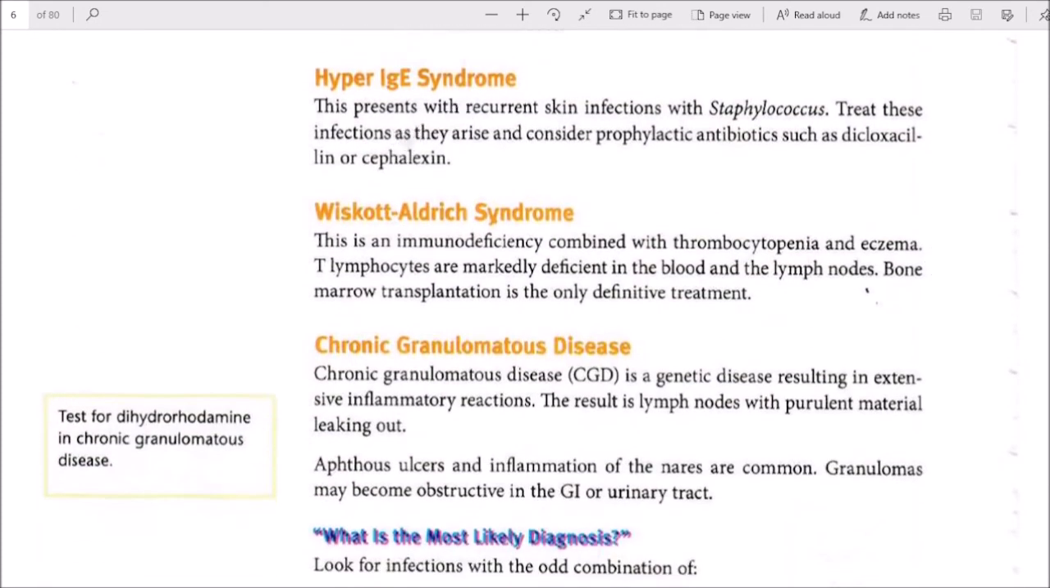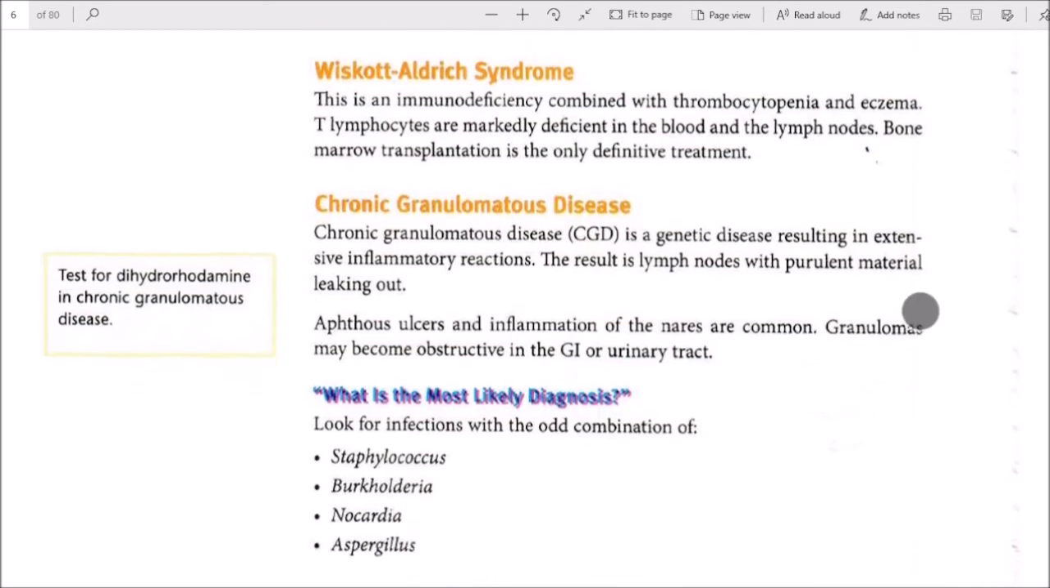A great amount of IgA in intravenous immunoglobulin may provoke anaphylaxis in the same way that a blood transfusion does. Hyper-IgE syndrome presents with recurrent skin infections with staphylococcus. Treat these infections as they arise and consider prophylactic antibiotics such as dicloxacillin or cephalexin. Wiskott-Aldrich syndrome is an immunodeficiency combined with thrombocytopenia and eczema. T lymphocytes are markedly deficient in the blood and the lymph nodes. Bone marrow transplantation is the only definitive treatment.